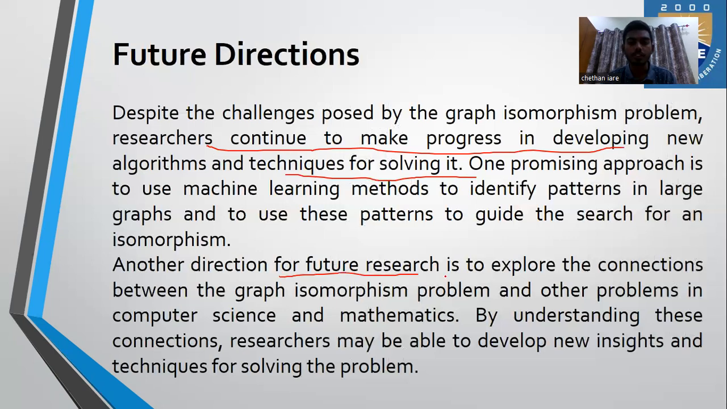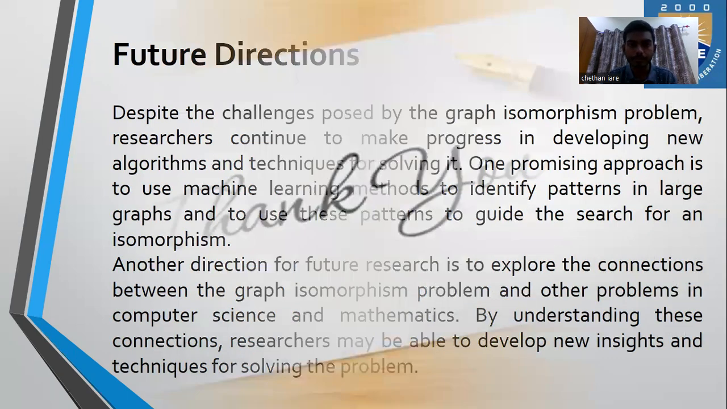Another direction for future research is to explore the connections between the graph isomorphism problem and other problems in computer science and mathematics. By understanding these connections, researchers may be able to develop new insights and techniques for solving the problem.